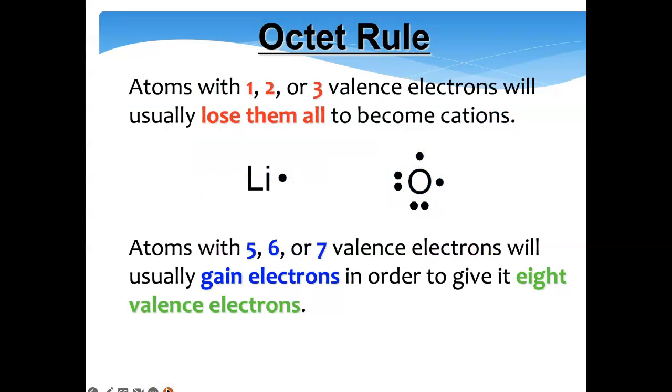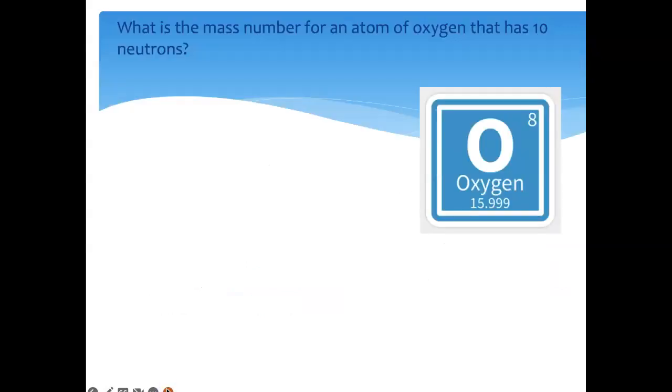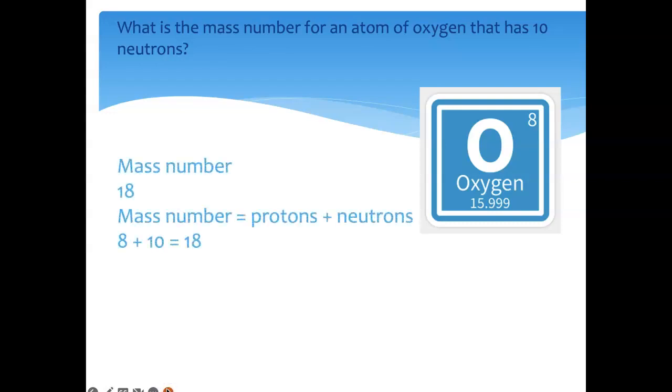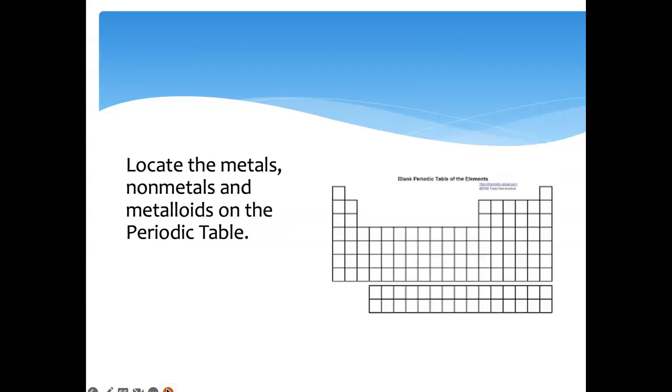And don't forget the octet rule. As we move into Unit 2, we'll be talking about more ways to show those valence electrons. All right. How about if you have this oxygen atom? What's its mass number? If it has 10 neutrons. So hopefully you're thinking, well, that must be a mass number of 18 because oxygen always has 8 protons, plus the neutrons would be 18.